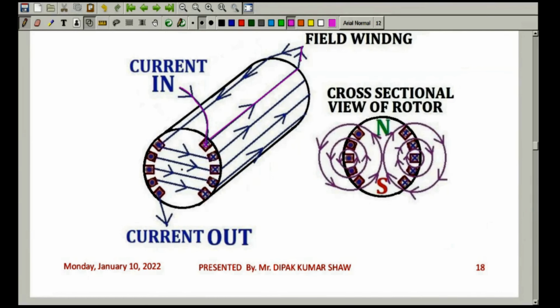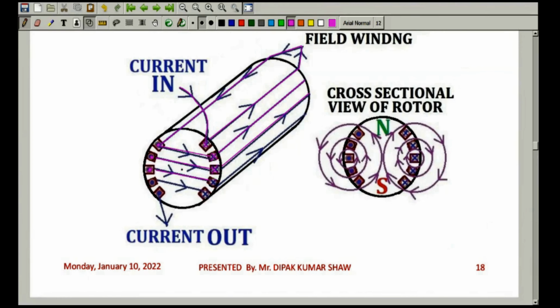Now this is the overhang portion of the field winding. From the other side, it is coming out from this particular slot. Here current is coming out of the screen, which means it is a dot. Again from here it is going inside, again here it is a cross. Again from this side it is going to the other side of the rotor, and from the other side it is coming out. So in this way you can see that the current trajectory is plotted like this.